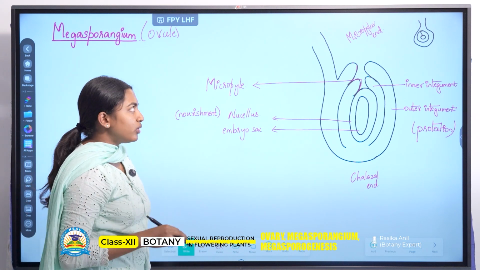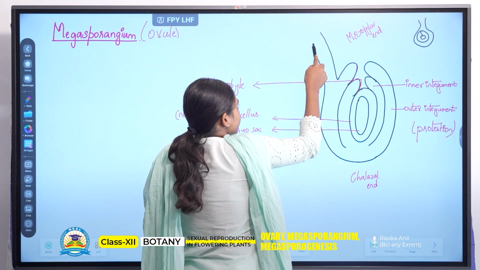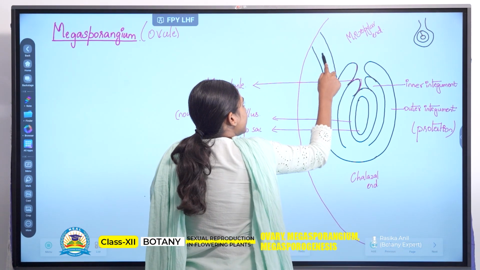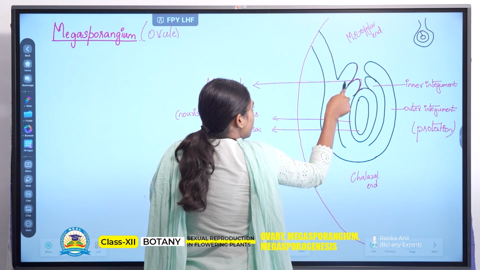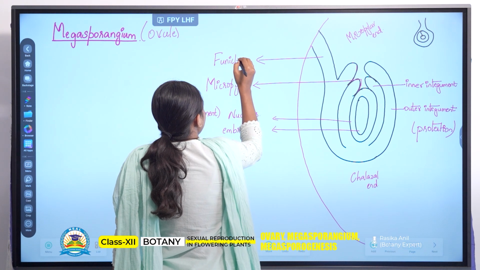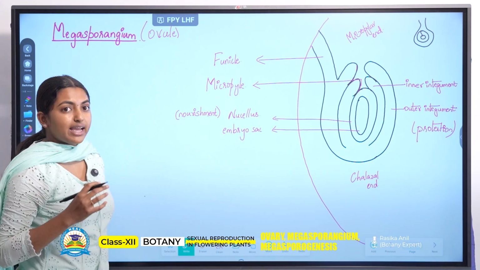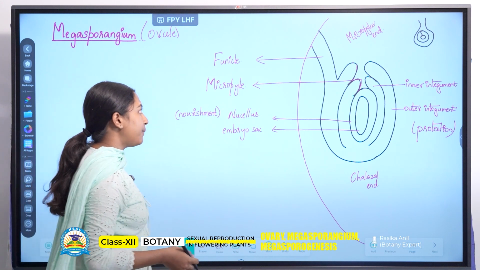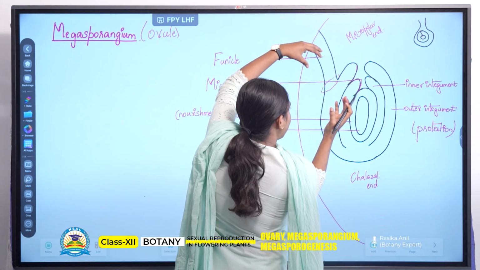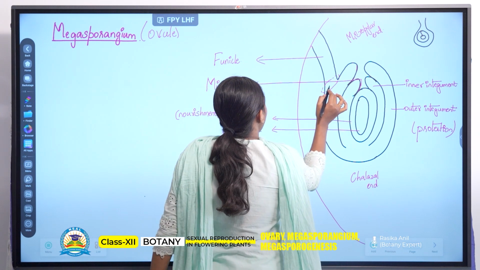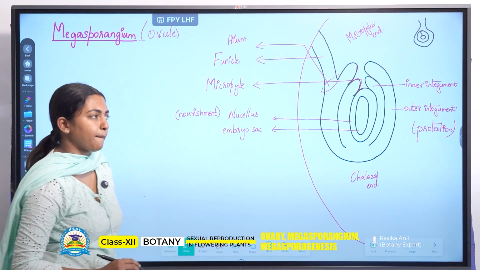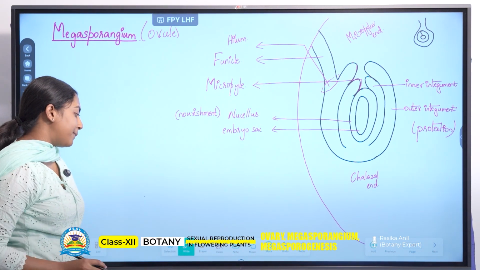Yeah. Now this is ovule. So outside of that you are supposed to have the ovary. This is your ovary, right? And there is a stalk which attaches the ovule to the ovary. This stalk is what you call funicle, right? And what can you tell about funicle? It attaches the ovule to the ovary. Yeah, and this is the place of attachment of the funicle and the ovule. This place is what you call hilum. So that is the structure of a megasporangium.